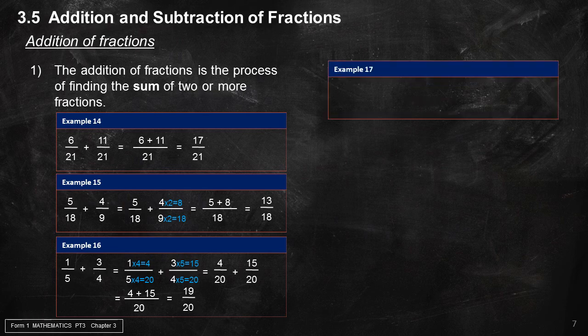Example 17. 6 plus 15 over 31 equals 6, 15 over 31.